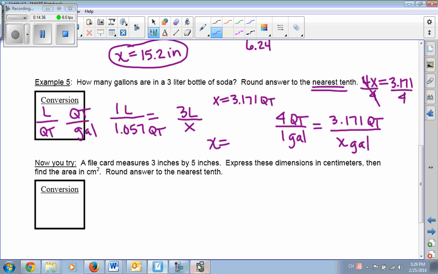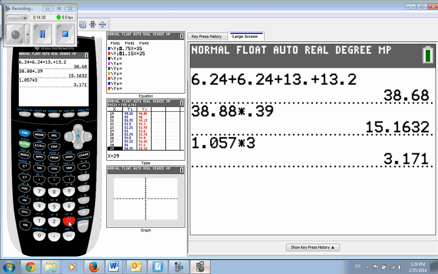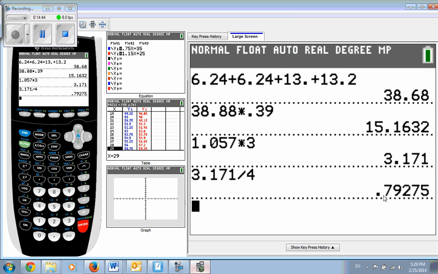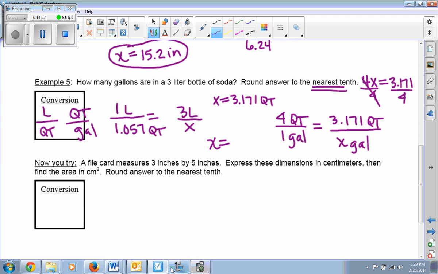And again, at the end, we get to round to the nearest tenth. So 3.171 divided by 4 is 0.79275, and we're going to round to 1 decimal place. This 9 rounds this 7 up to an 8. So we have 0.8 gallons.